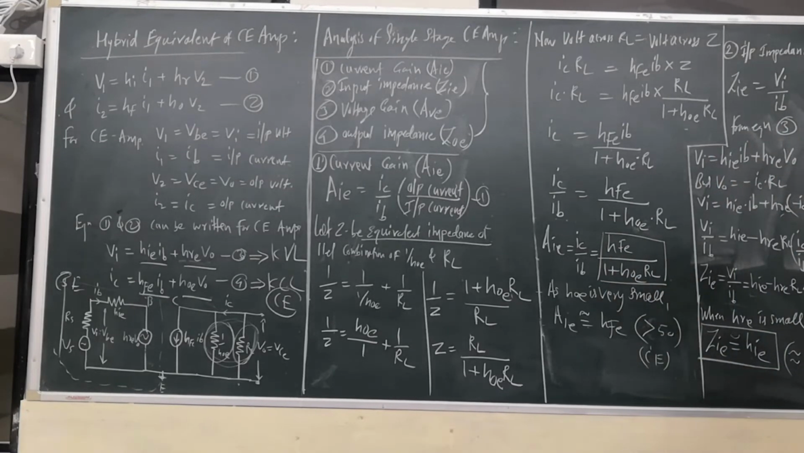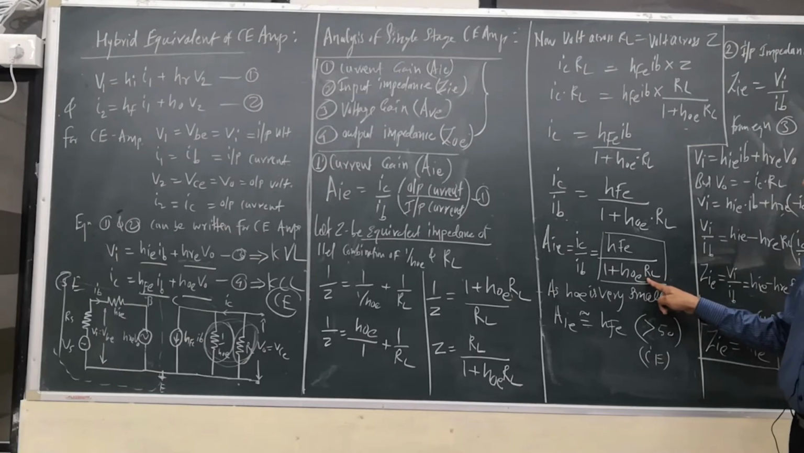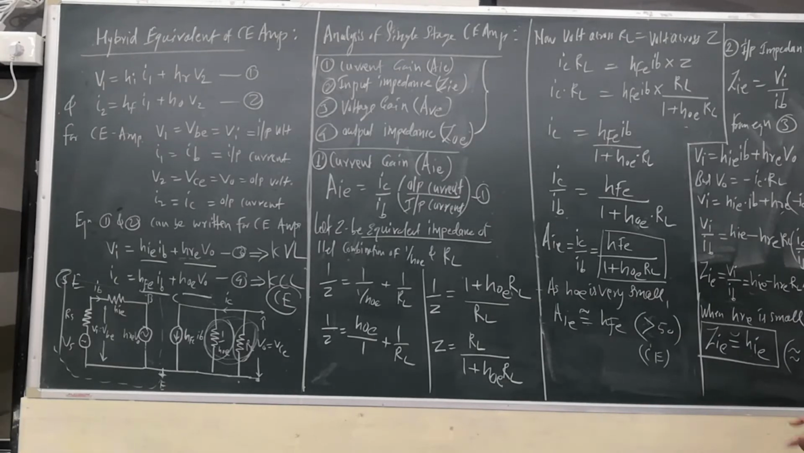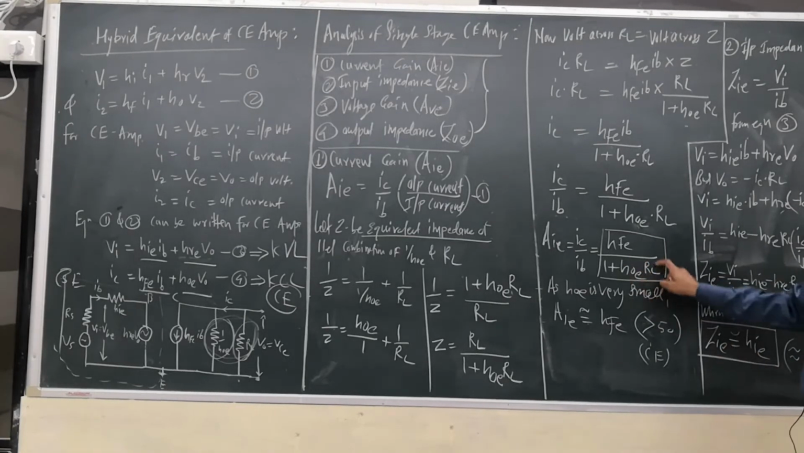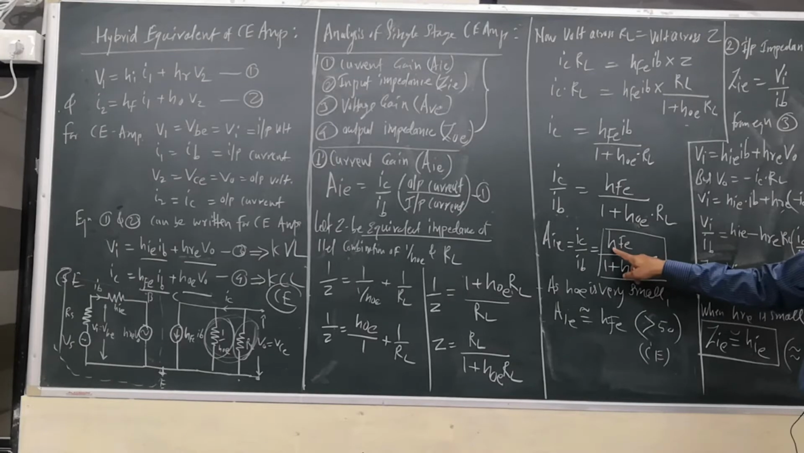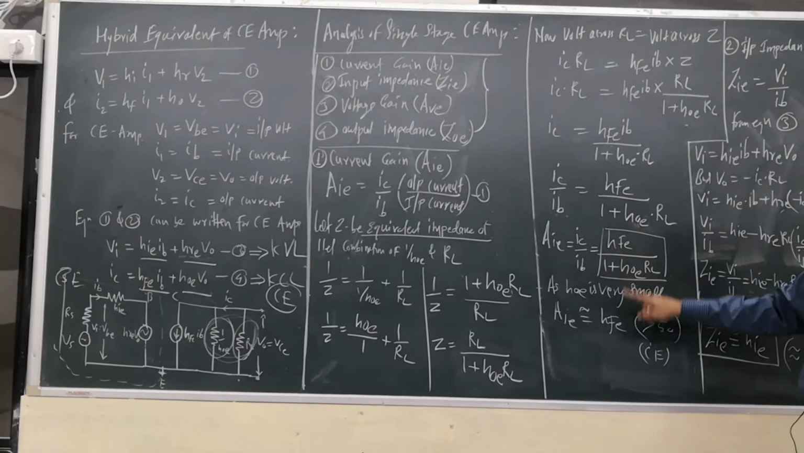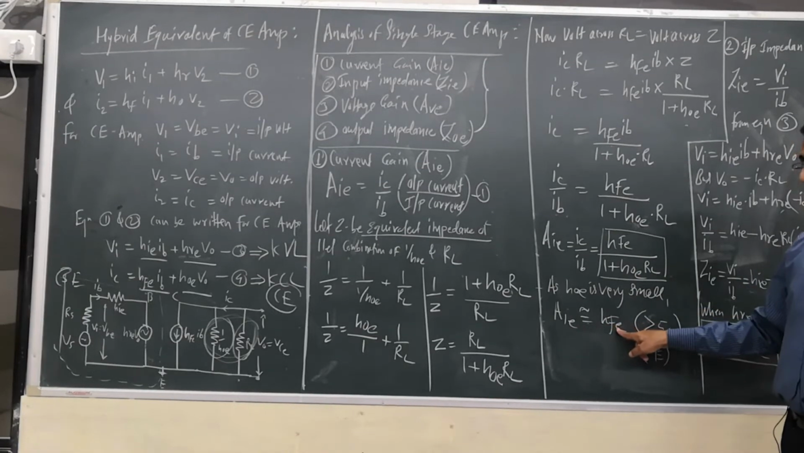Whereas when we consider the value of HOE, the output admittance of the common emitter amplifier, it is supposed to be very small, nearly equal to 0. When it is equal to 0, what will happen here? HFE divided by 1 plus 0, so it is nothing but only HFE. So AIE is equal to HFE.